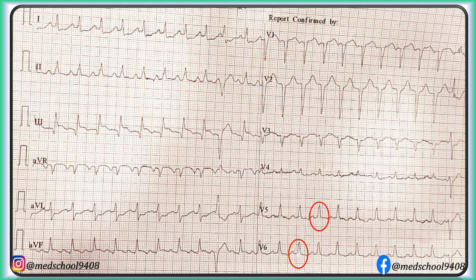There is no Q wave in lead V5 and V6. Also, there is no R wave in lead V1 and V2. QRS complexes are slurred, but duration is less than 120 milliseconds. Hence, this is incomplete LBBB.